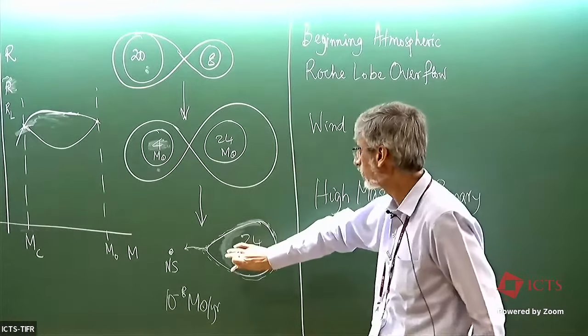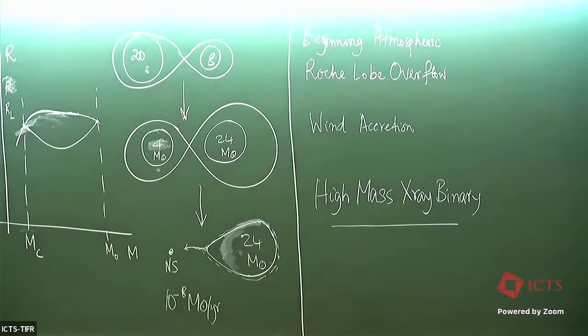High mass because the mass donor star has a mass larger than the neutron star mass. So that's the distinction. When you say low mass X-ray binary, the mass donor star is less massive than the compact star. High mass X-ray binary, the mass donor star is more massive than the compact star.